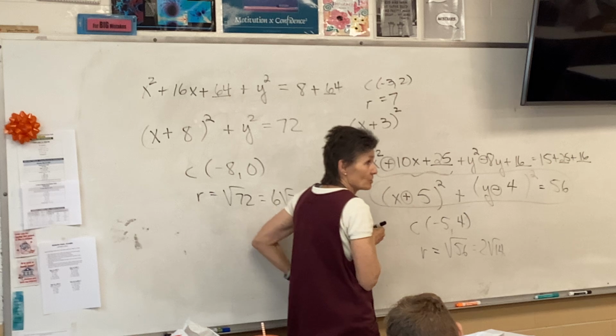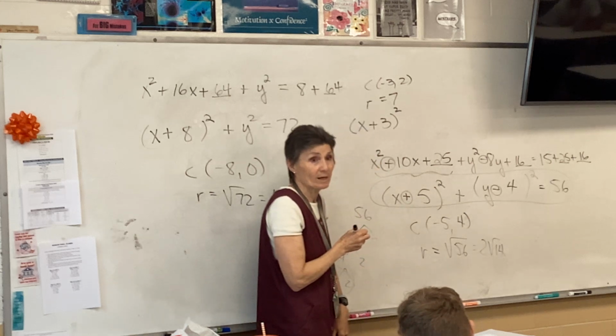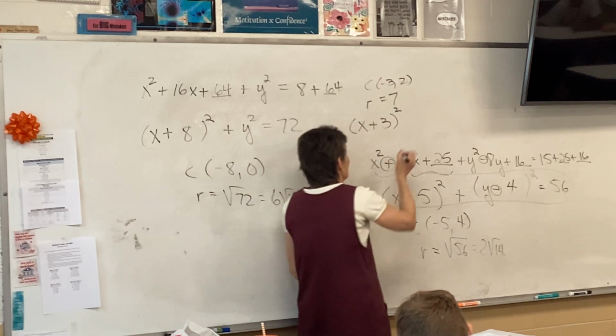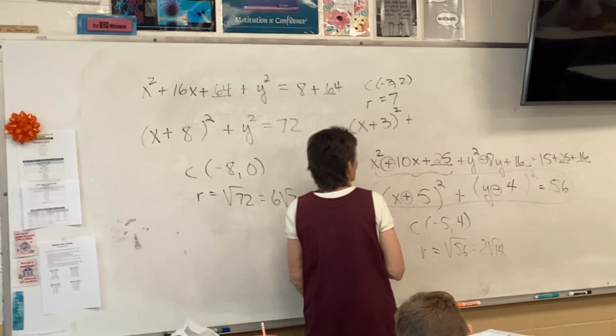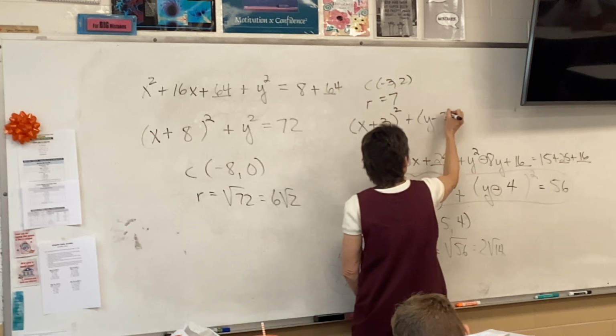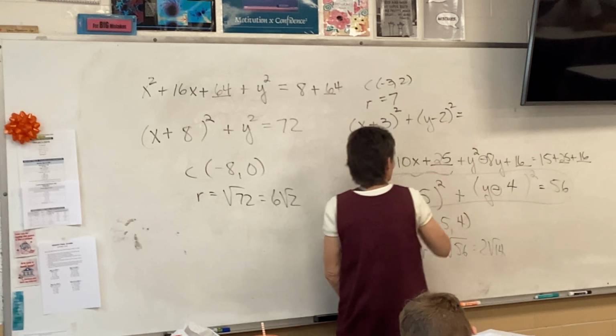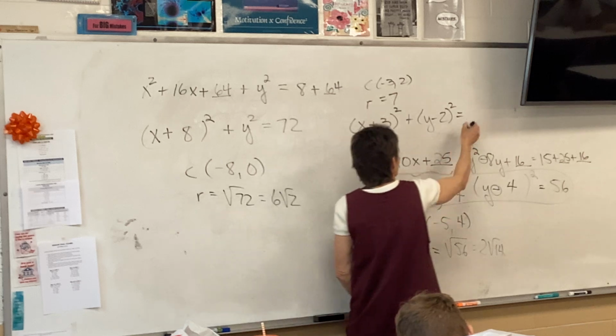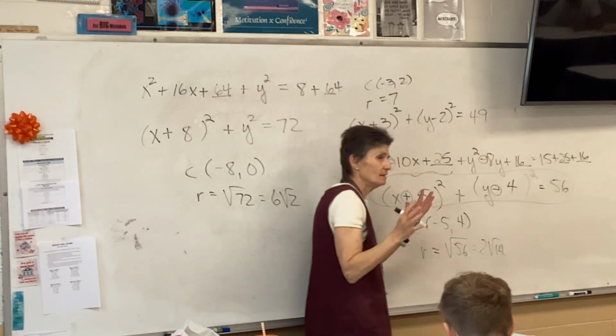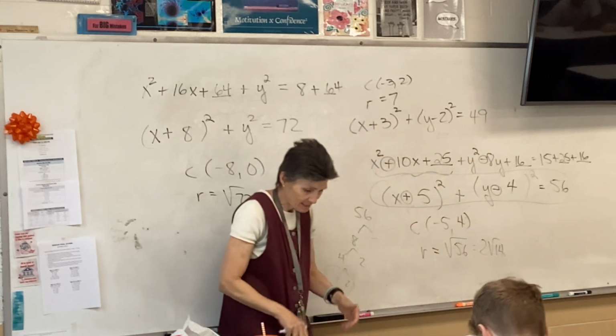All your conic sections, everything in this chapter is going to have squares, okay? Plus y minus 2. And what's it going to equal? 49. Very good. Isn't that easy? There's nothing to that. That's easy.